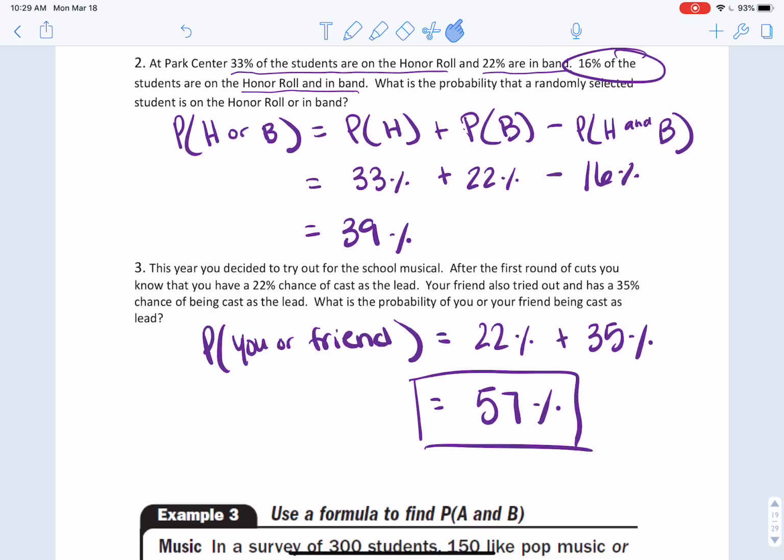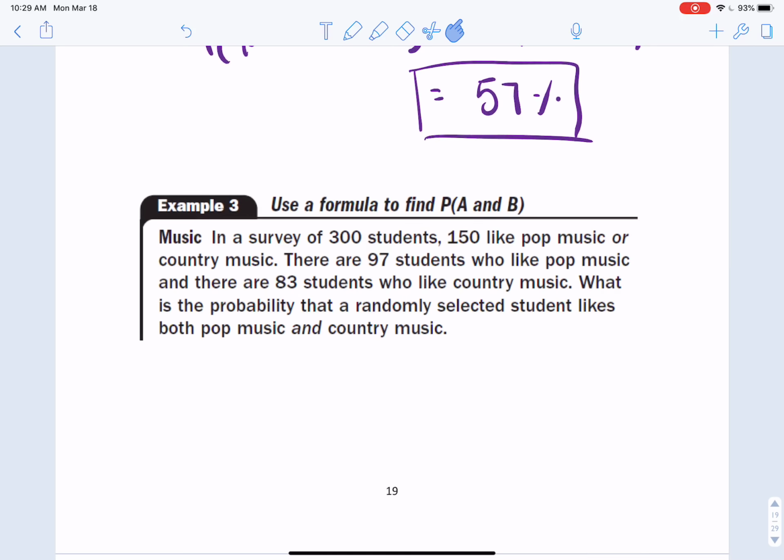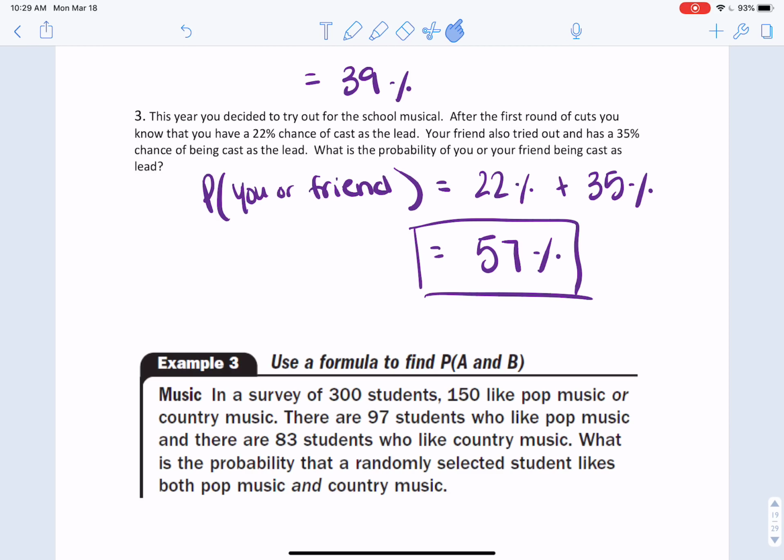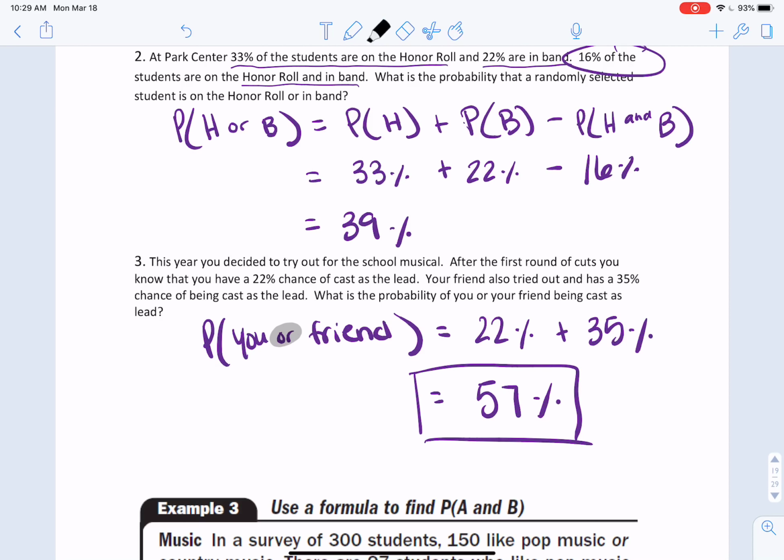All right, so this one here says use a formula to find P of A and B. So this one is going to change a little bit because before, if you look up above, we've been looking at using the word or. So we've been looking for an A or a B. This time, if you look up here, we're going to be looking for the and piece.